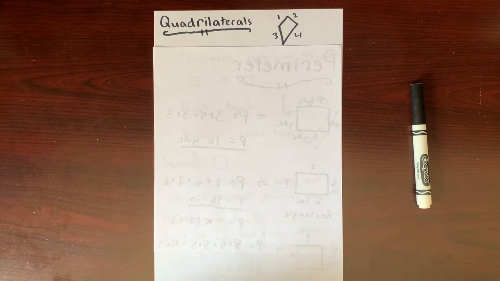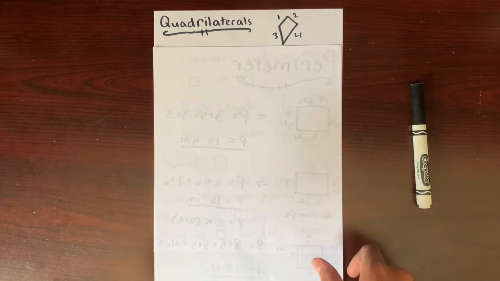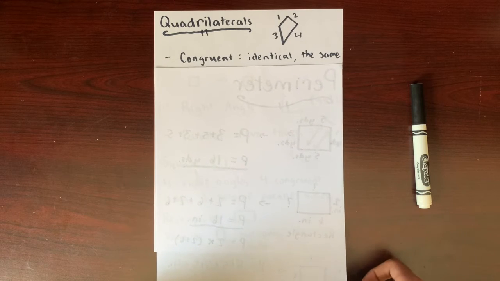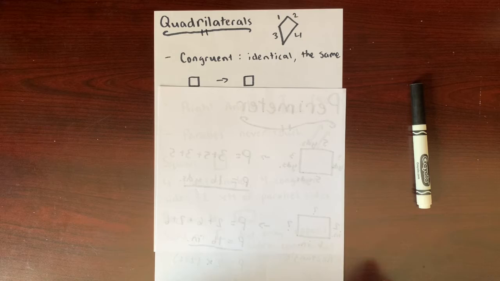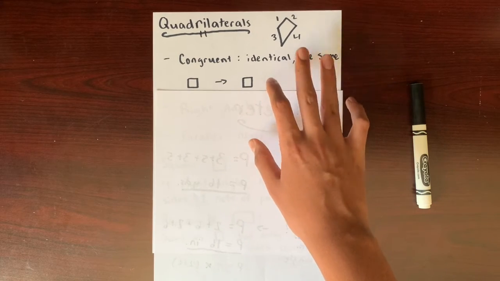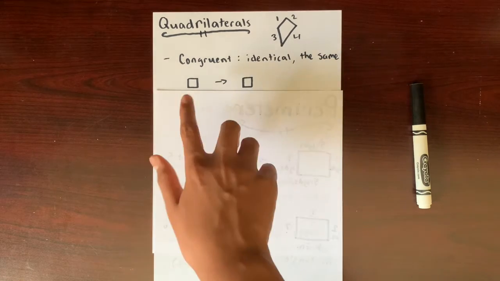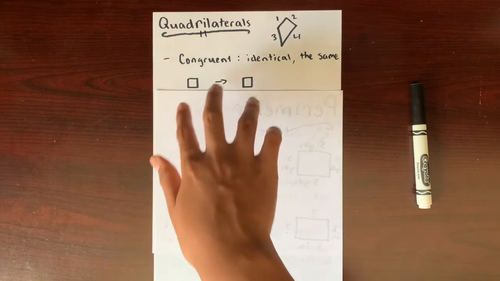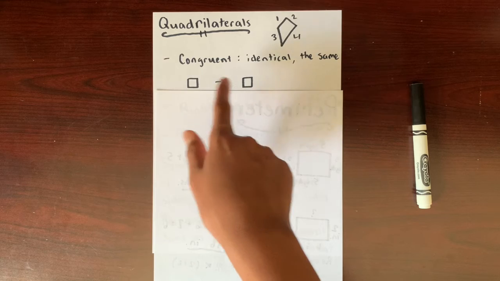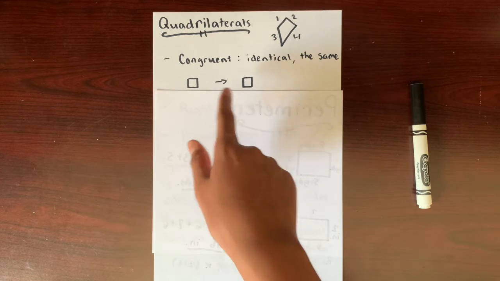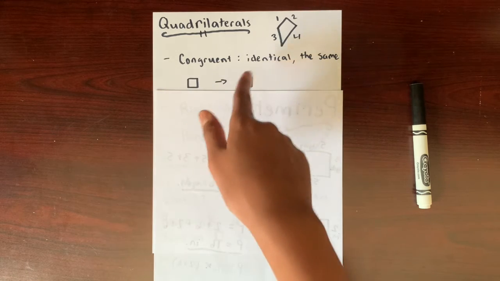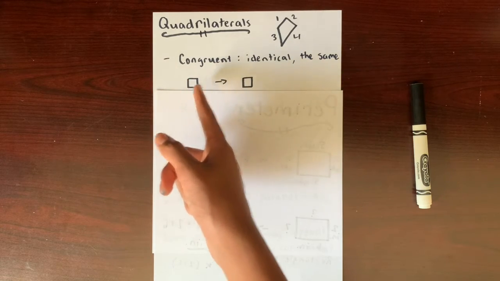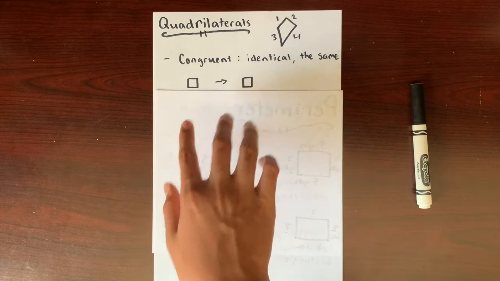But before we talk about the specific quadrilaterals, let's talk about some key terms that will help us distinguish those different quadrilaterals. So first we have congruent. Congruent is the mathematical way of saying identical or the same. So here we have two squares, and they're not technically perfectly congruent since I just drew them freehand, but we can see that they're meant to be congruent because they have the same angles and they're the same shape, they're squares, and they have the same side length, so that makes them congruent.